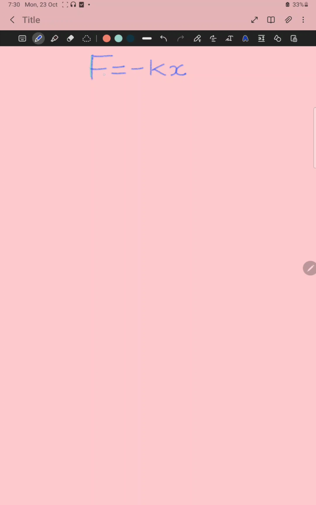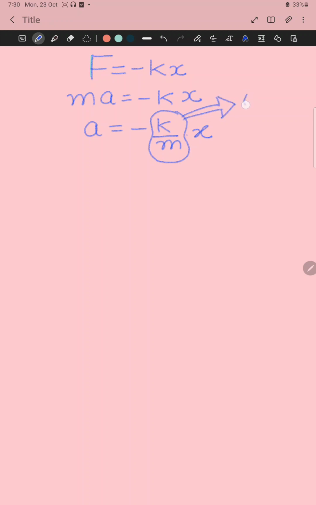Now let me quickly tell you, F is equal to ma is equal to minus kx. So from there we can say a is equal to minus k upon m into x. Clear? So this k upon m, let's take as omega square. This is the trick through which you can get all types of time period very easily.